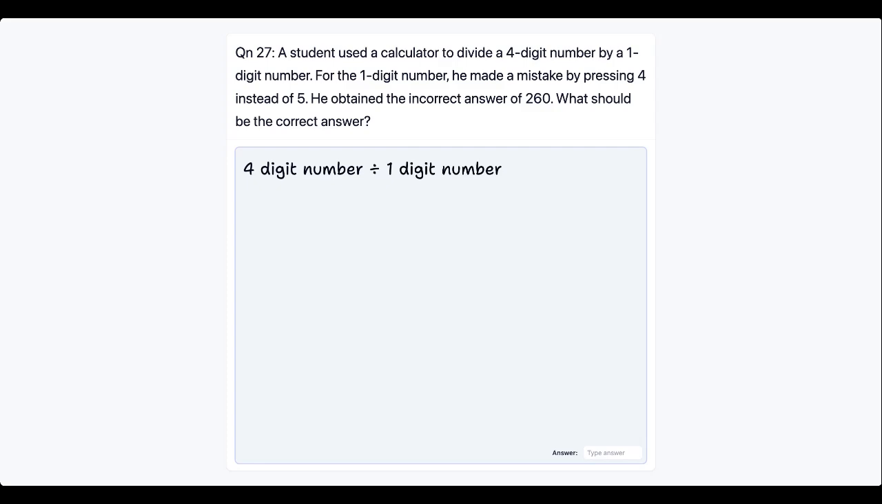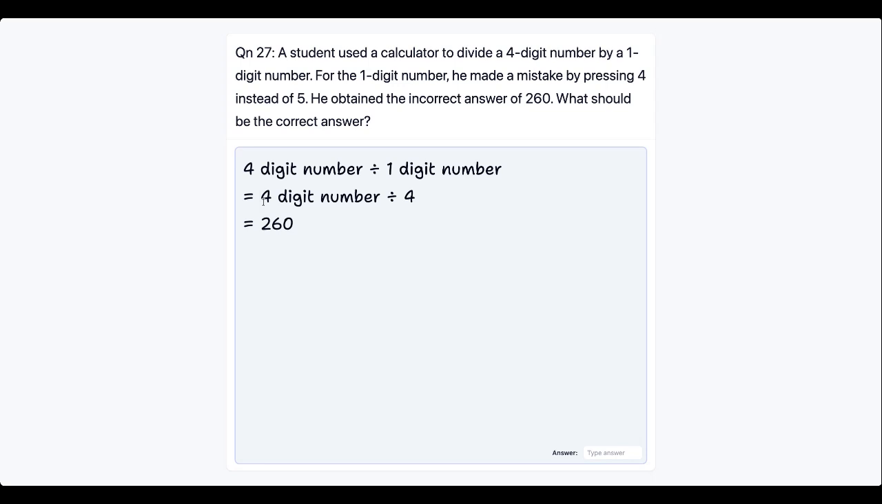So in this case, the 4-digit number is unknown, right? We don't know the 4-digit number, but it was divided by the number 4. He made a mistake by pressing 4 instead of 5, so the answer is 4, like this. And the 4-digit number divided by 4 is 260. So from here, can we get the 4-digit number?